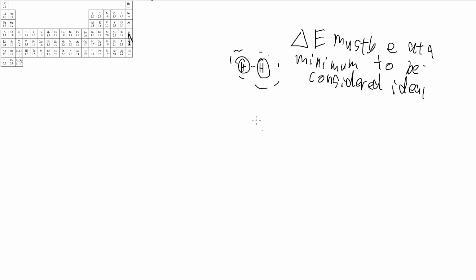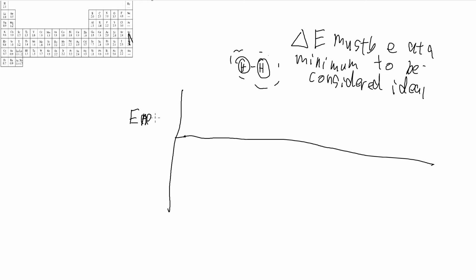All right? So as an example, let's draw a little graph here. Let's graph energy on the y-axis and distance on the x-axis. Now let's say that this is right over here, H-H. This is where the energy is at its minimum. Now what do you think will happen as you push the atoms together? What do you think will happen?